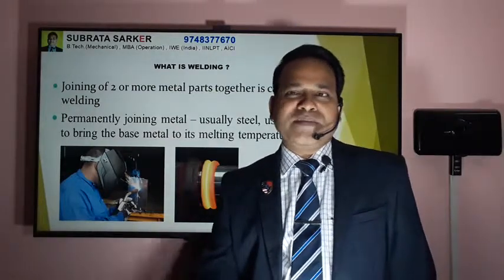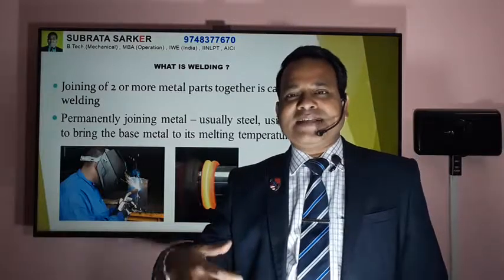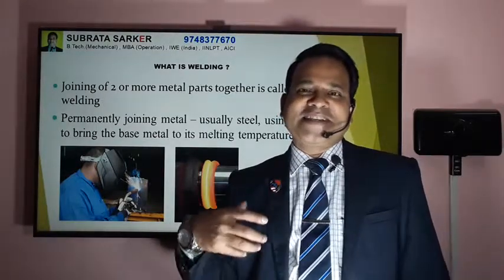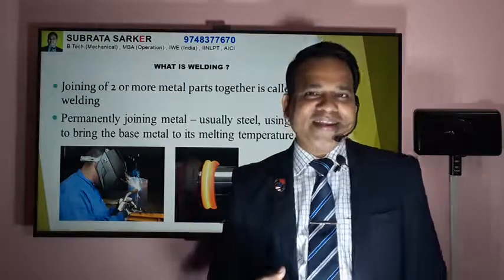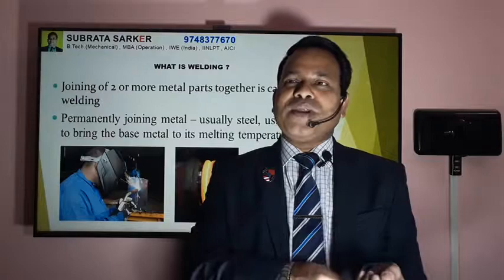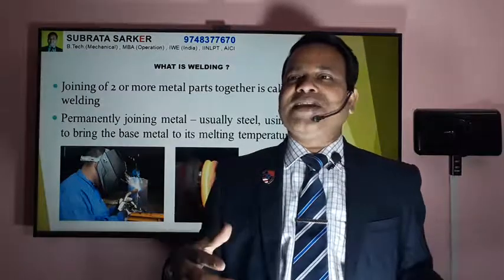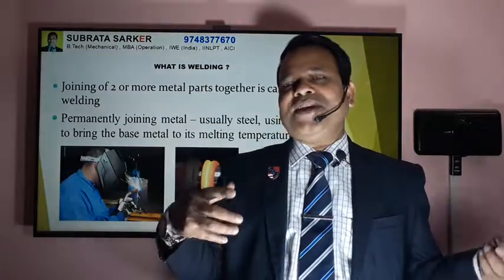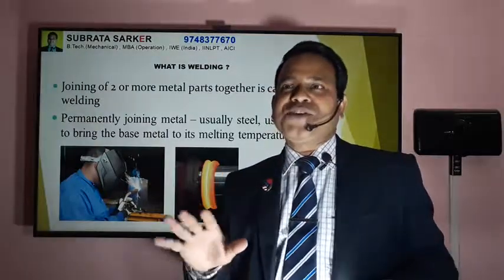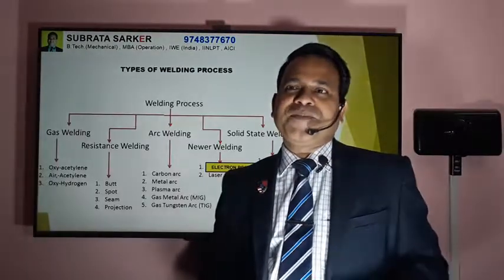The fourth category is some new welding technology, that is electron beam welding and laser welding. Today I'll be discussing in detail electron beam welding. The fifth category is solid state welding, a special area of welding, that is friction welding, ultrasonic welding, diffusion welding, or explosive welding. There are 4 special solid state welding processes.